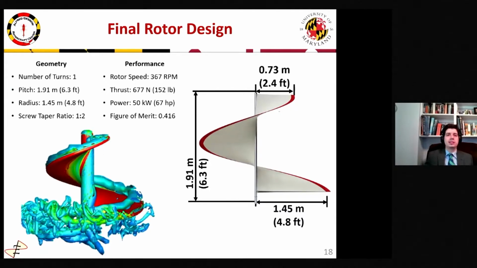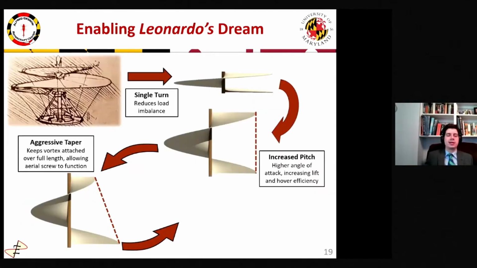The final rotor design consists of a single turn with a pitch of 6.3 feet and maximum radius of 4.8 feet in a 1:2 taper ratio. In hover, each screw rotates at 367 RPM and generates 152 pounds of thrust while consuming 67 horsepower. And part of our design philosophy was to root this design as much as possible in Leonardo's first concept. So our aerial screw evolved directly from his sketch to a useful rotor with minimal design changes.